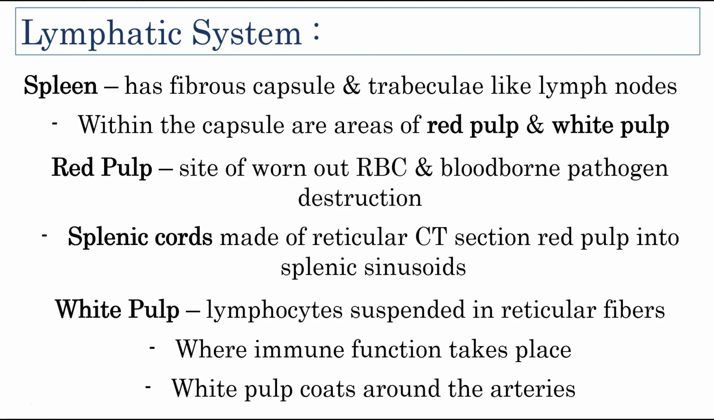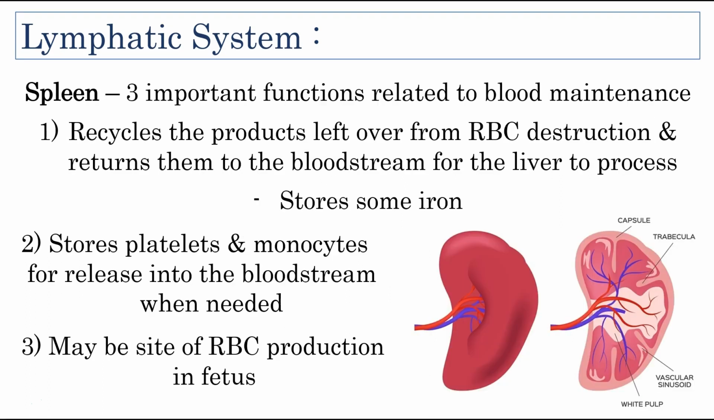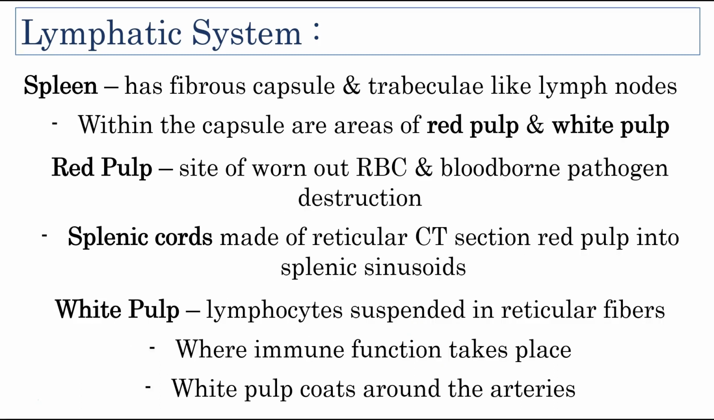White pulp, this is where lymphocytes are suspended in those reticular fibers. This is where the immune function takes place. We have white blood cells interacting with antigens of some sort. This is coating the arteries almost like a glove, because arteries have higher pressure, so they're pushing out more interstitial fluid, and they are more likely to be releasing any pathogens that are being circulated through the body.